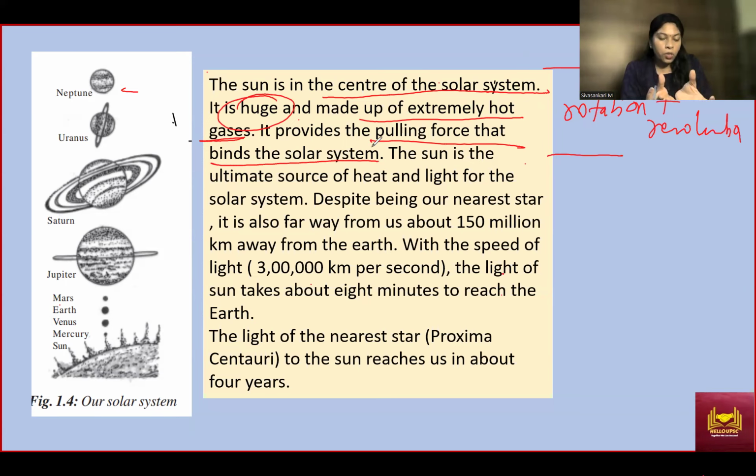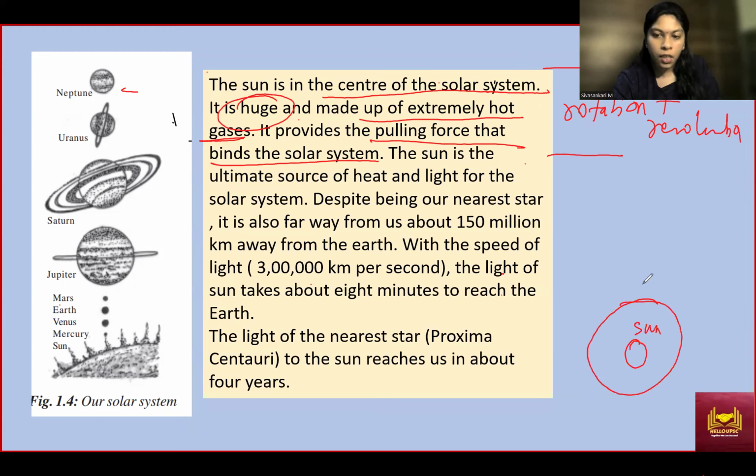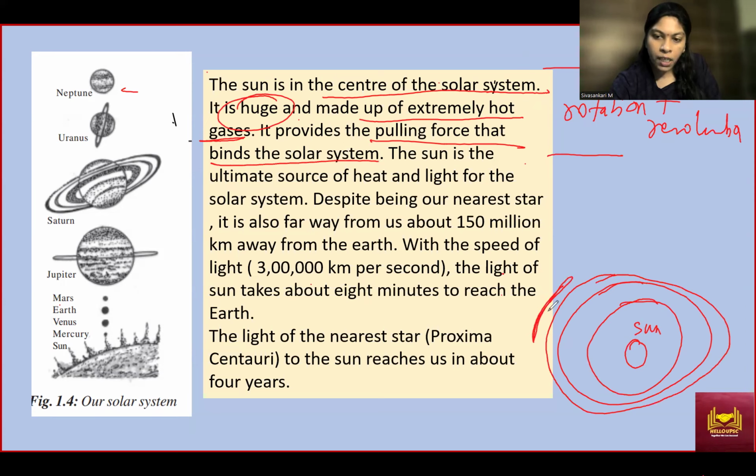So that is why, due to the gravitational pull of the sun, all the planets, so the sun is here, we can see like this, and all the other planets, the 8 planets, along with the gases, dust, and along with the asteroid belt, you have seen meteoroids, they are going around the sun like this. Okay, so the sun is the ultimate source of heat and light for the solar system. Despite being our nearest star, it is also far away from us. It doesn't mean it is a touchable distance.